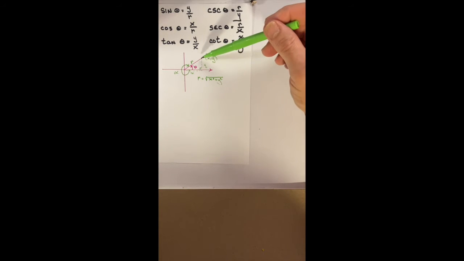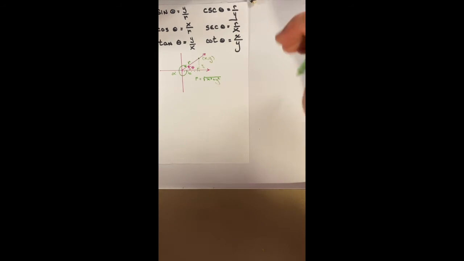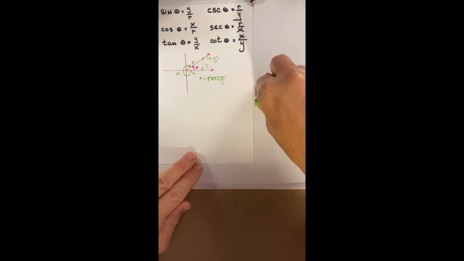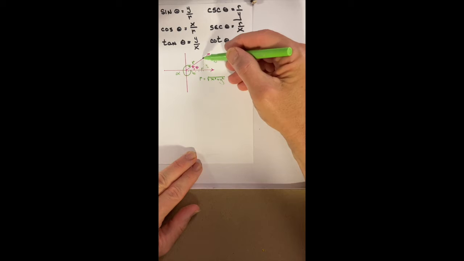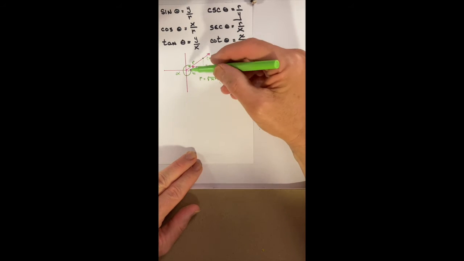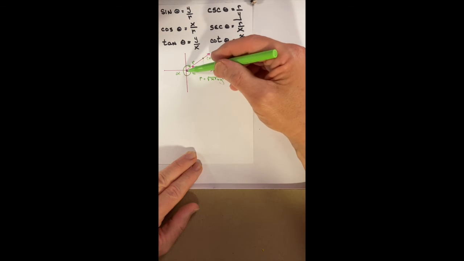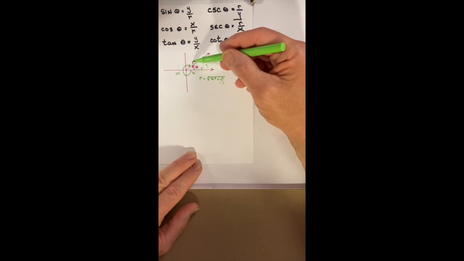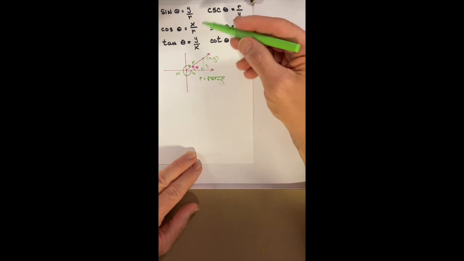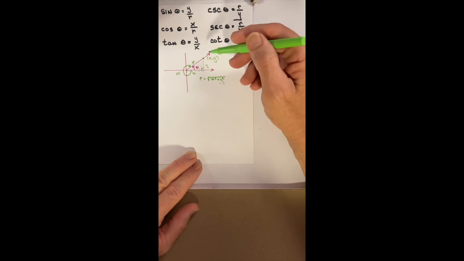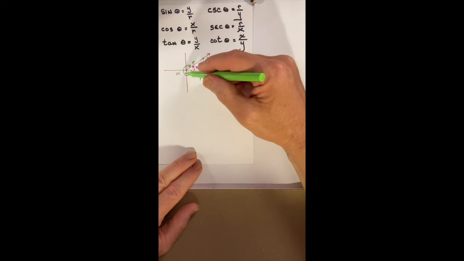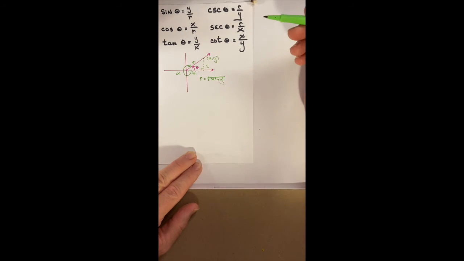If we think of this as a right triangle from here to here to here, this angle right here has a sine of opposite over hypotenuse, y over r, has a cosine of adjacent over hypotenuse, which is x over r, and has a tangent of opposite over adjacent, which is y over x.